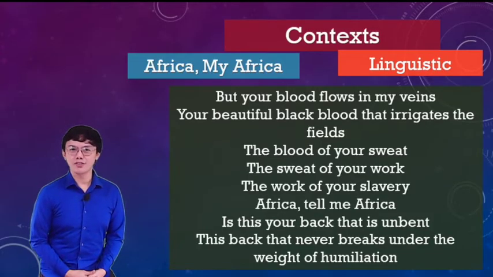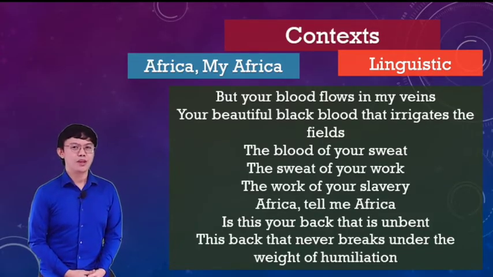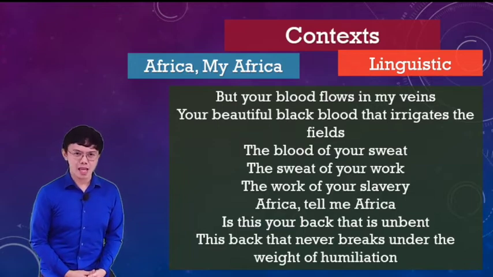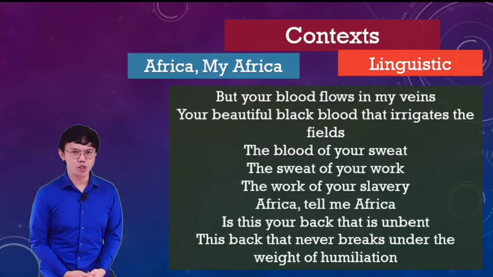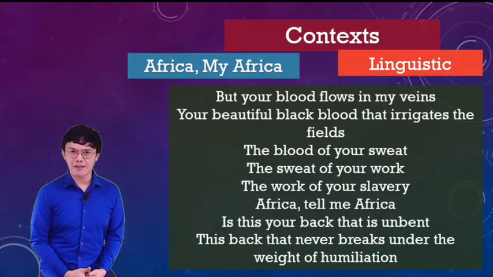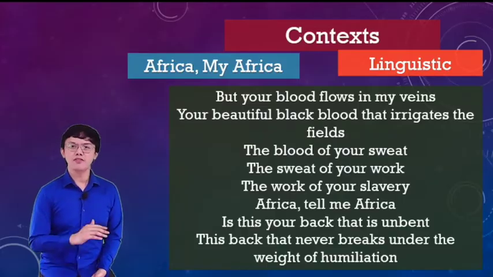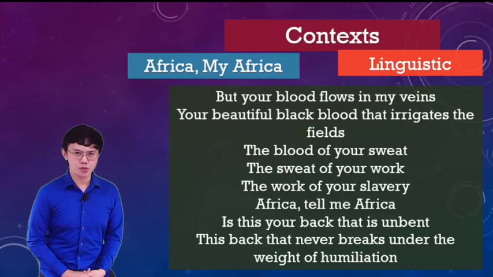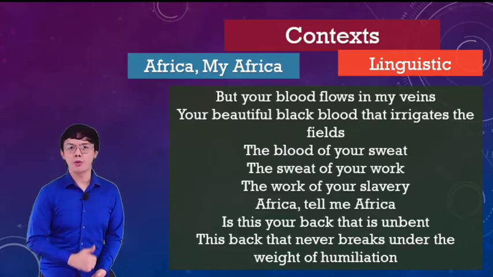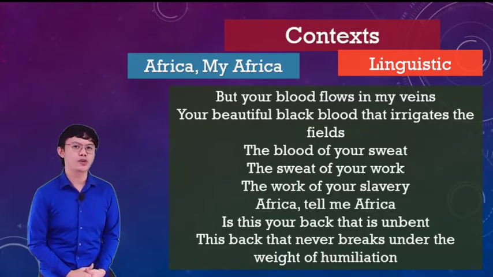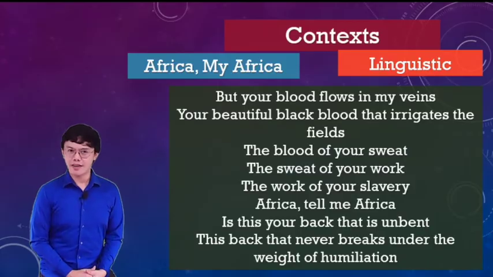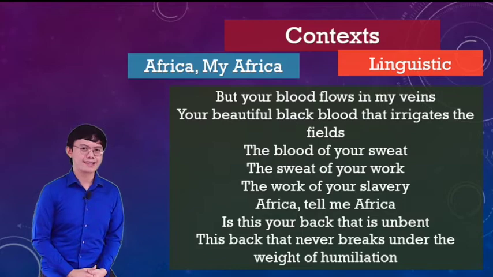What do you think is conveyed by the word blood? Your blood flows in my veins, your blood that irrigates the fields. Blood here refers to life, an African's life held by slavery, life that never bends under the weight of humiliation. This part of the poem tells us how tenacious Africans are, how strong they were to resist the pangs of slavery during the old times. Figurative and literal language in this poem also help us to better understand the text.